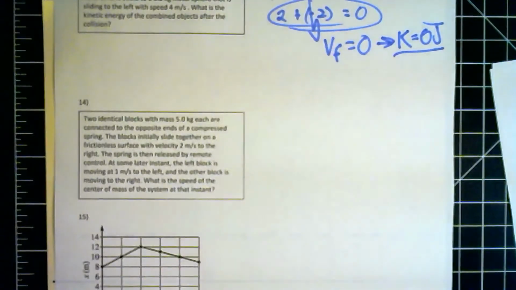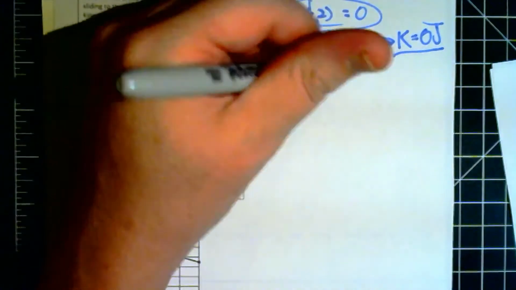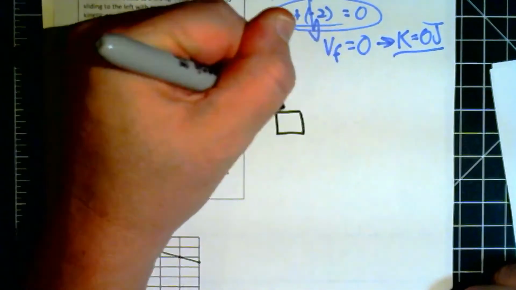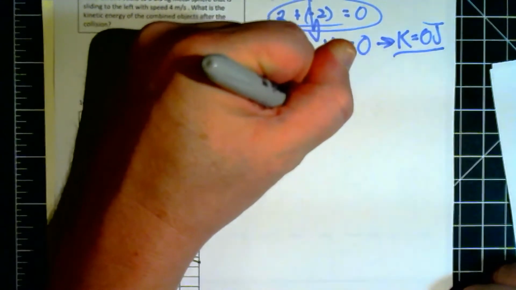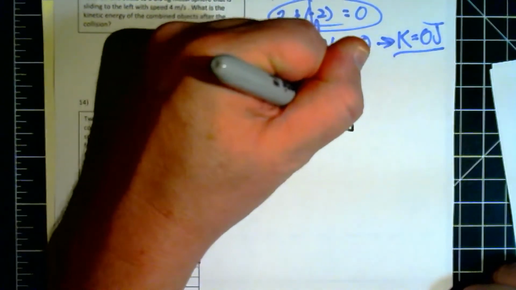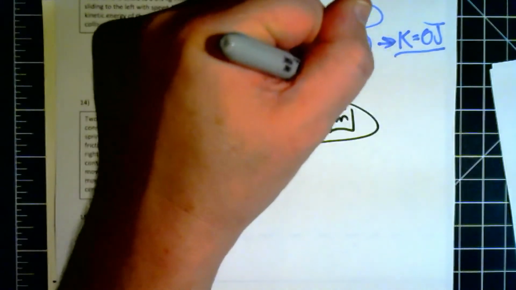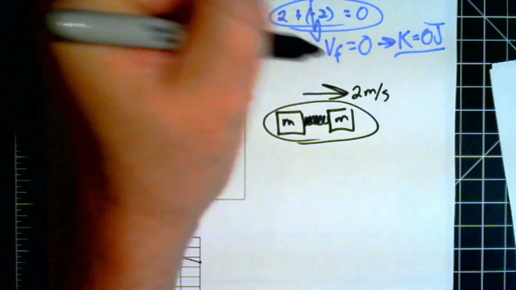Question number 14. Two identical blocks with mass 5 kilograms each are connected to the opposite ends of a compressed spring. So this is kind of what it looks like. I'm kind of surprised they don't give you a picture, but you have this mass with a compressed spring and another mass. And then the blocks initially slide together on a frictionless surface at 2 meters per second. So they're sliding to the right at 2 meters per second.